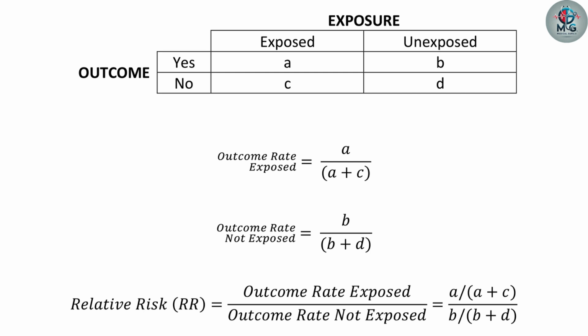Exposure and outcome, exposed and unexposed, yes and no, cells A, B, C, D. Outcome rate in the exposed equals A over A plus C. Outcome rate in the not exposed equals B over B plus D. Relative risk, RR, is the outcome rate in the exposed divided by the outcome rate in the not exposed: A over A plus C, divided by B over B plus D.